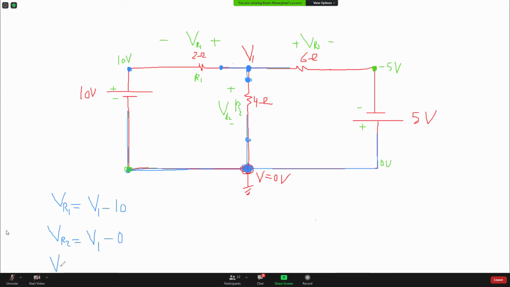Now what is VR3? V1 plus 5, minus minus 5, which is plus 5. Yeah.